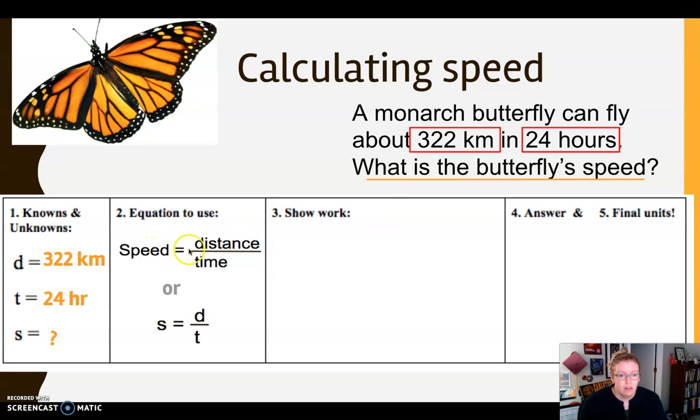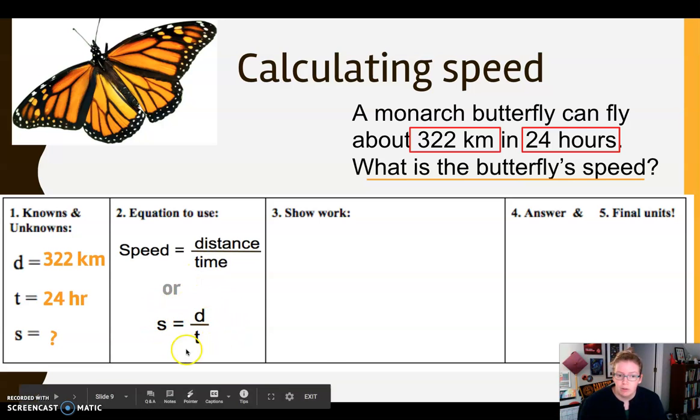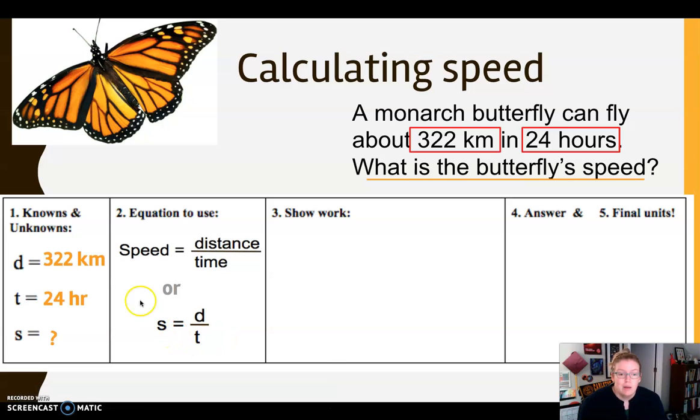You can write down your equation in words, as I have here, or you can write it down in letters, which we call variables in science and math. Either one is totally okay. If I were you, I'd probably write down this version because I'm kind of lazy. But if you like having the words written out, write down the full words. Either one works.